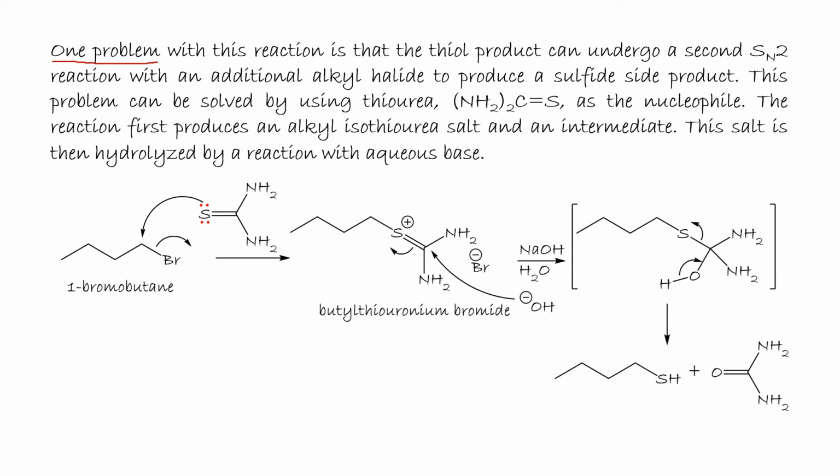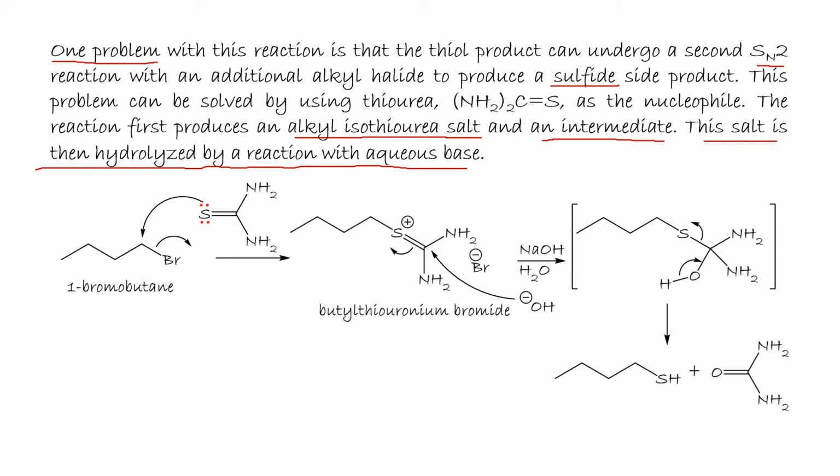One problem with this reaction is that the thiol product can undergo a second SN2 reaction with an additional alkyl halide to produce a sulfide side product. This problem can be solved by using thiourea as a nucleophile instead. The reaction first produces an alkyl isothiourea salt as an intermediate. This salt is then hydrolyzed by the reaction with aqueous base.